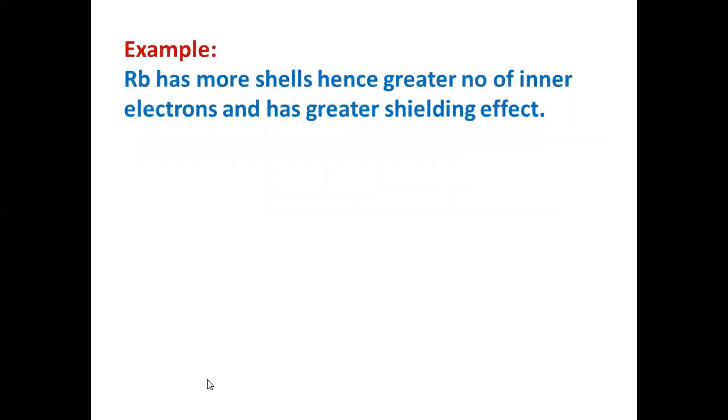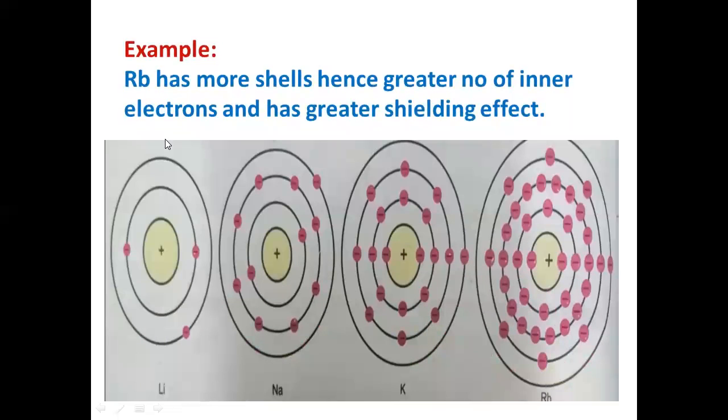Let us take the example of rubidium. Rubidium is present in group number 1. Lithium, sodium, potassium and rubidium are present in group number 1, and when we move from top to bottom, from lithium to rubidium, you can see that the number of shells increases. Lithium is present in second period because it has 2 shells, and I told you that the shell number actually decides the period number. So lithium has 2 shells, it is present in second period. Sodium has 3 shells, it is present in third period, potassium in fourth period, and rubidium in fifth period.